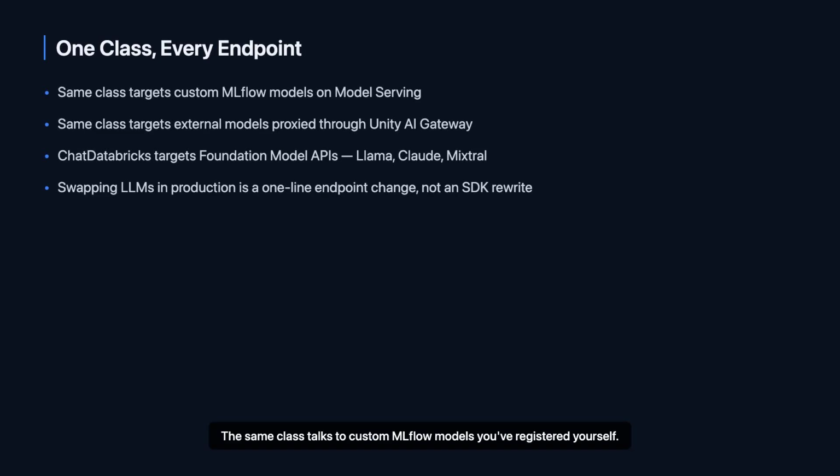The same class talks to custom MLflow models you've registered yourself. It also talks to external models like OpenAI or Anthropic when they're proxied through Unity AI Gateway, and the same class targets foundation model API endpoints, Llama, Claude, Mixtral, without changing any code. The practical consequence is huge. Swapping your large language model in production becomes a one-line endpoint change. No new SDK, no new auth, no rewritten chain.